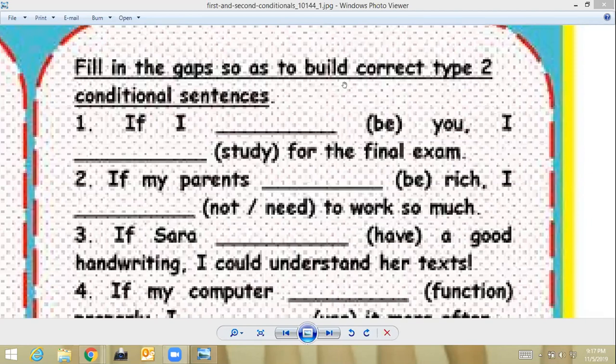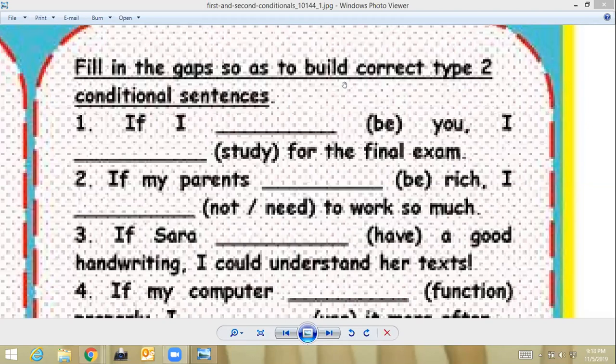When you are using the second conditional, you're talking about something that is not true at the time you're speaking. So when you use the second conditional, you need to use the structure of the simple past. How do you say, si yo no usara lentes? If I didn't use glasses. Very good. If I didn't use glasses. If I didn't wear glasses.